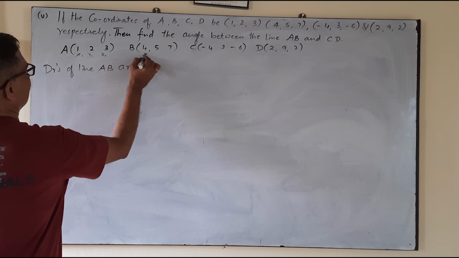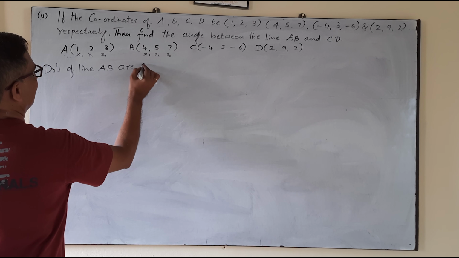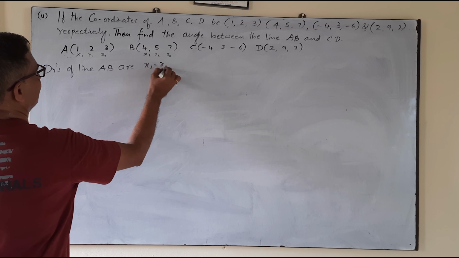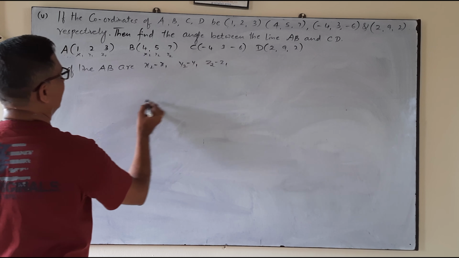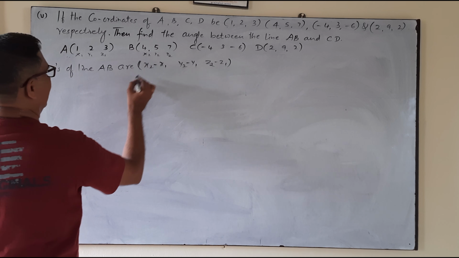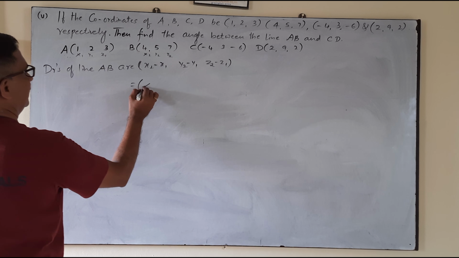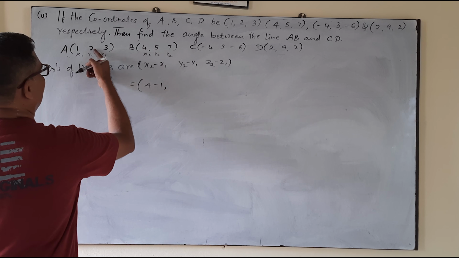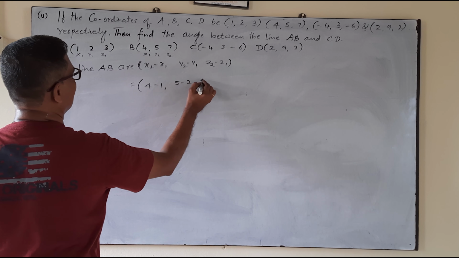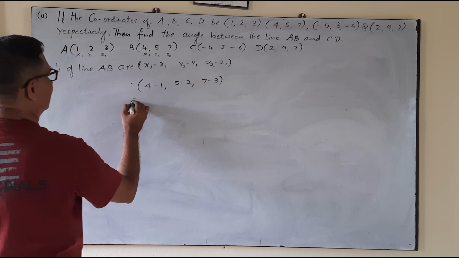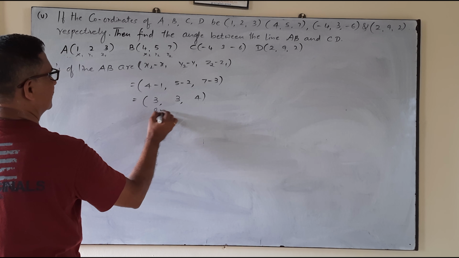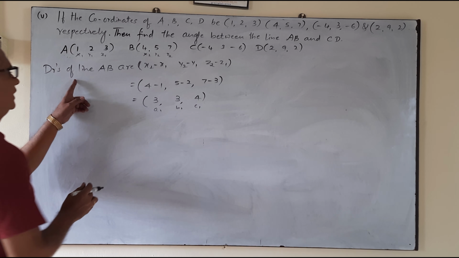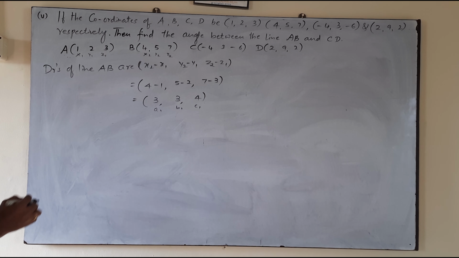This is x1, y1, z1, that is x2, y2, z2. That is x2 minus x1, y2 minus y1, z2 minus z1. Substitute: 4 minus 1, 5 minus 2, 7 minus 3. That equals 3, 3, 4. That is called A1, B1, C1. This is the direction ratios of line AB.